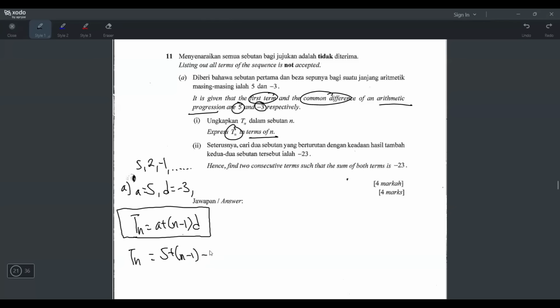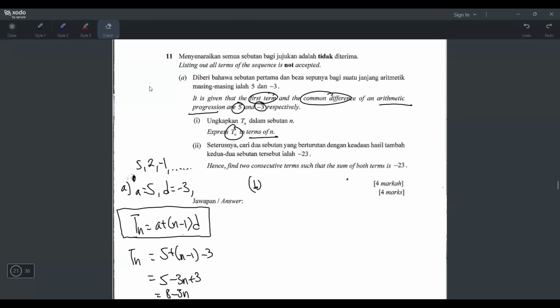And then the D is -3, write it like this. And don't forget this -3 and the n minus 1 is like a times, you have to multiply. So when you multiply -3 times n is -3n, positive 3. So you end up with 8 minus 3n. That means to get the Tn, you just have to do 8 minus 3n. That is what it means.